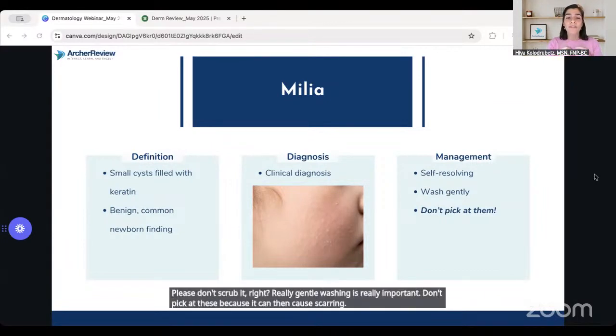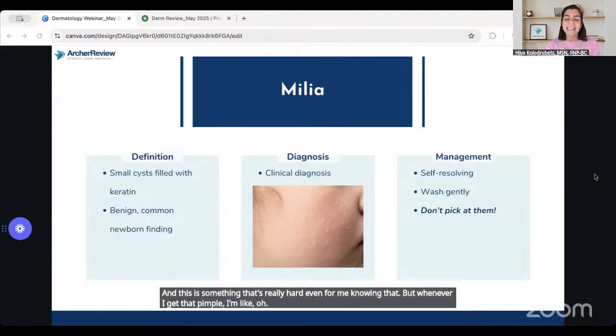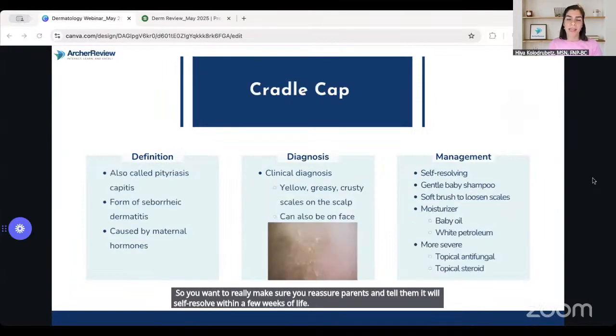So rule of thumb with dermatology, do not pick at it, right? And this is something that's really hard even for me, knowing that. But whenever I get that pimple, I'm like, oh, I want to pick at it. It's really tough, right? So you have to tell your patients, if you pick at it, it can lead to scarring. And we'll talk about acne in a little bit of why we shouldn't be picking at acne either, but you do not want to be picking at these skin lesions. So you want to really make sure you reassure parents and tell them it will self-resolve within a few weeks of life. Next one is cradle cap.